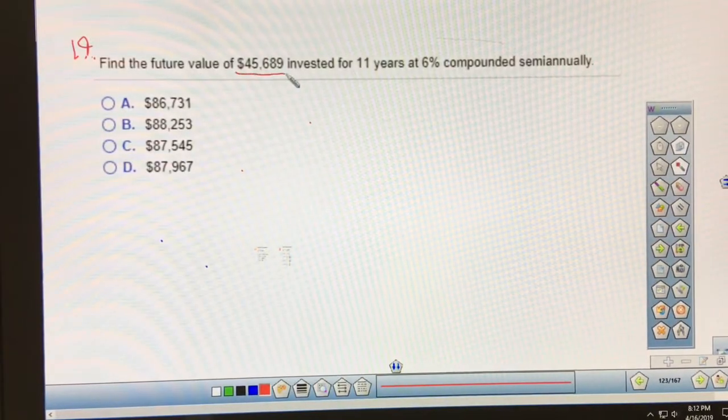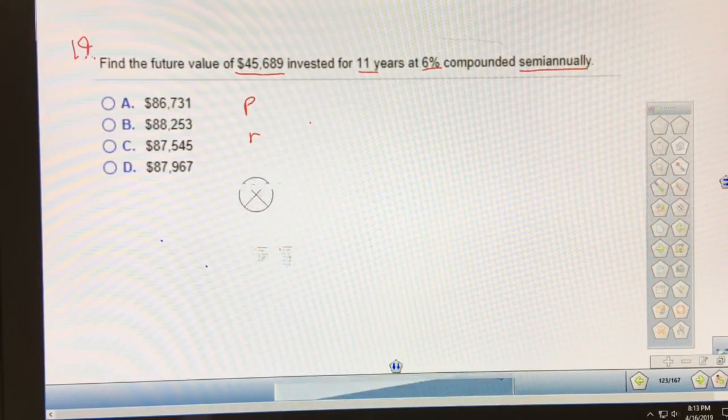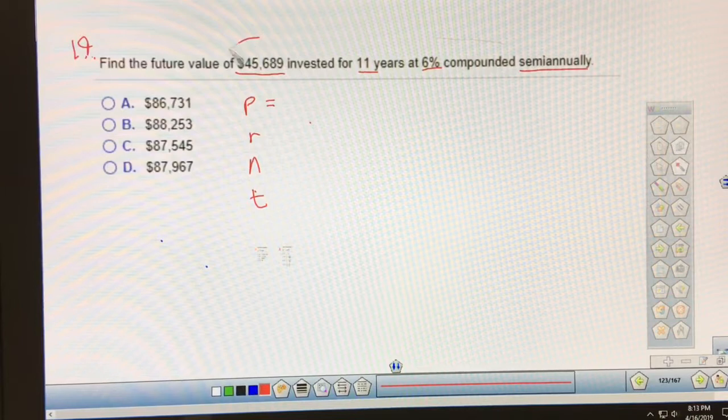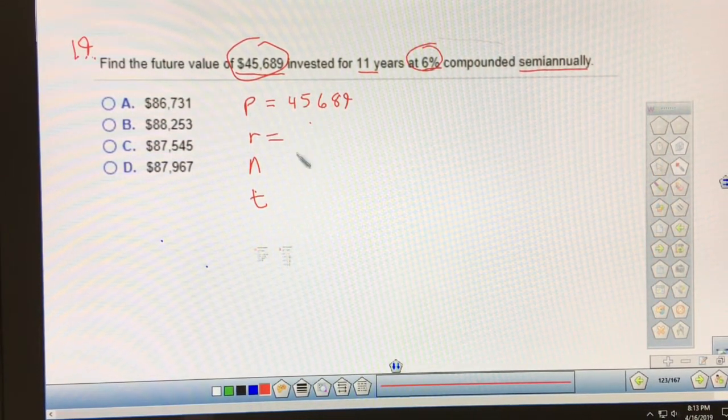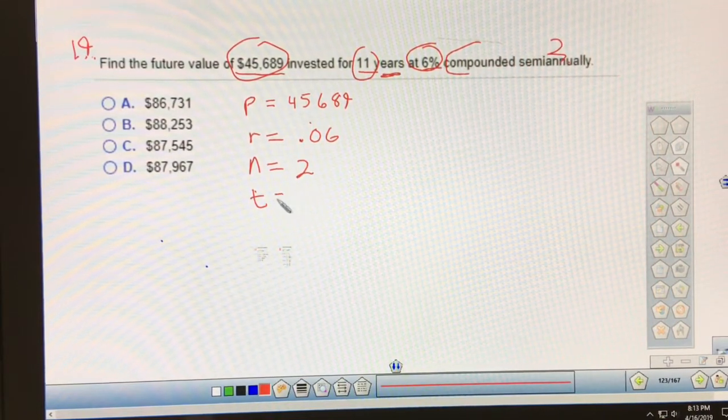Find the future value of that invested for 11 years at 6%, compounded semi-annually. This is a PIRNT problem. So the P is the big amount, so it's going to be 45,689. The R, that's the 6%, but I have to write it as a decimal. The N is the number of times it's compounded, so semi-annually is 2. And the amount of years, the time, is 11.